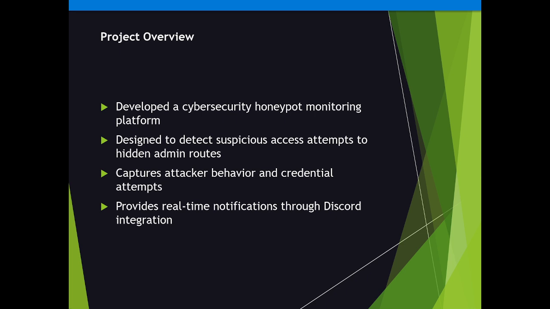So just a quick overview of the project. I developed a Cybersecurity Honeypot for monitoring on my website platform. This is designed to detect suspicious access attempts to hidden admin routes that don't really exist on my website but are there just for bots or bad actors in case they want to try to find a backdoor into my account, into my site. What this does is it captures the attacker's behavior and credential attempts, and I'll get into that a little bit later in more detail. It also provides real-time notification through the Discord API.